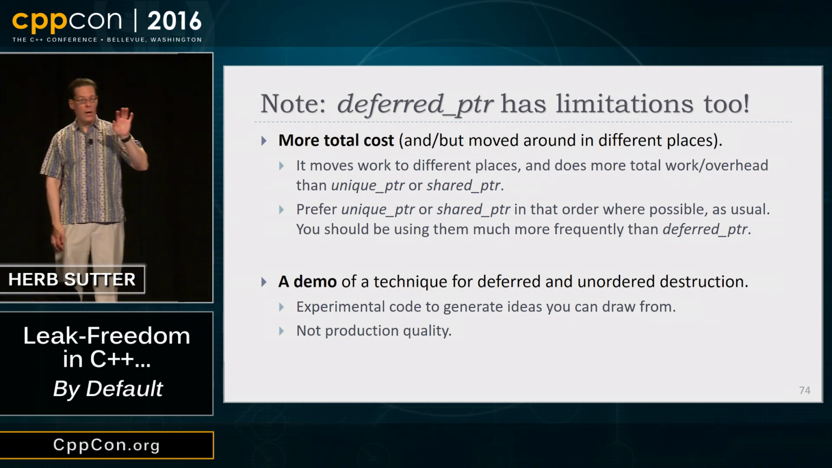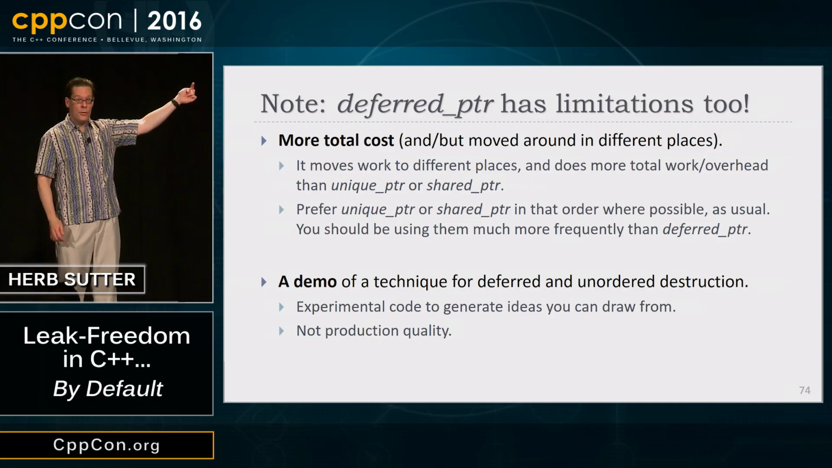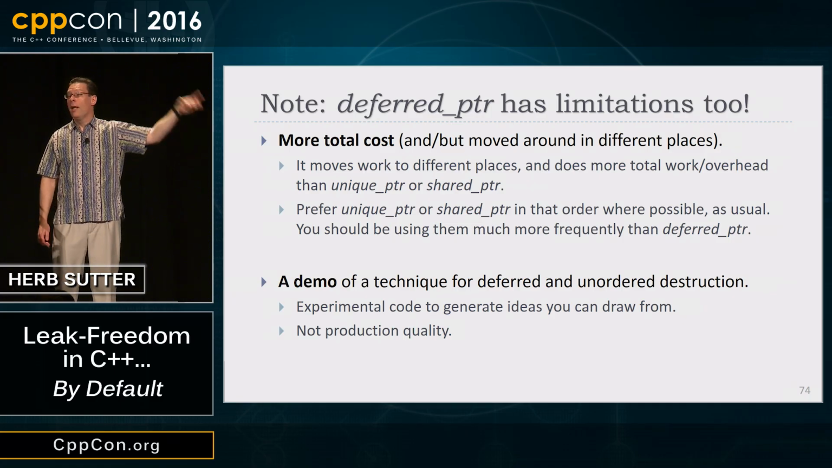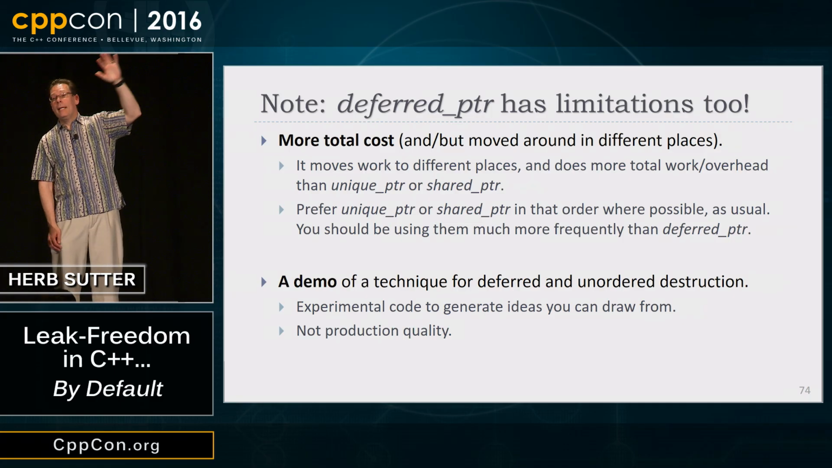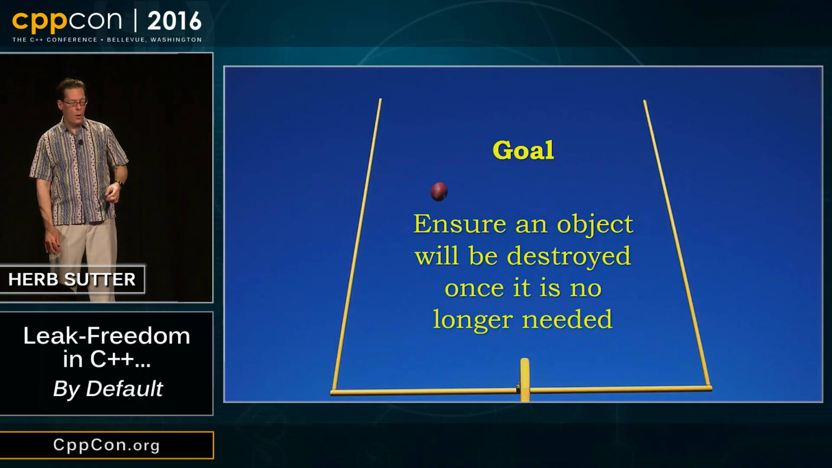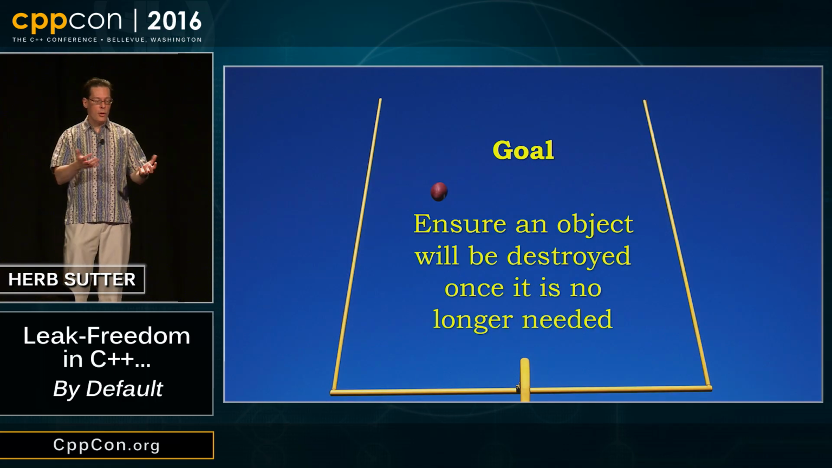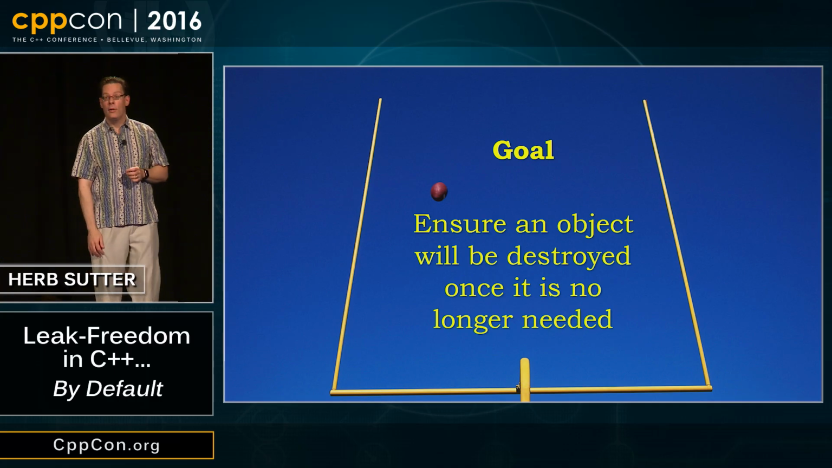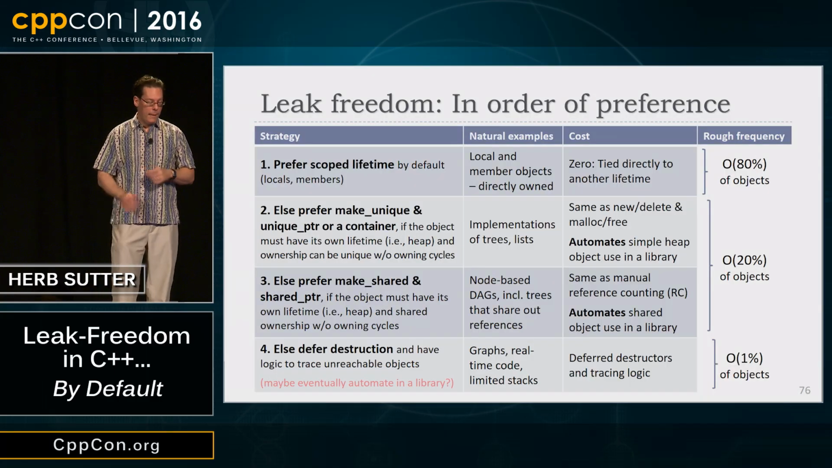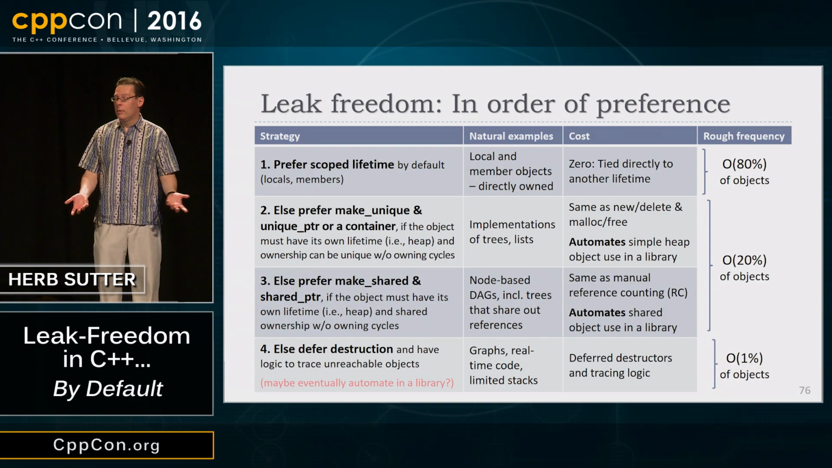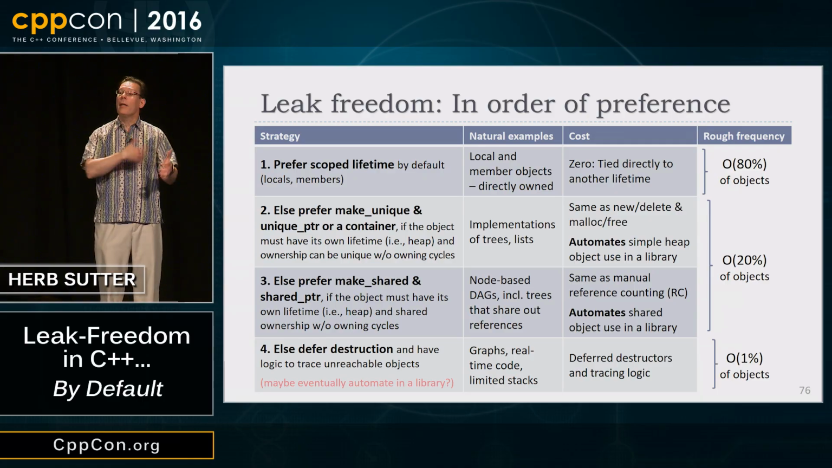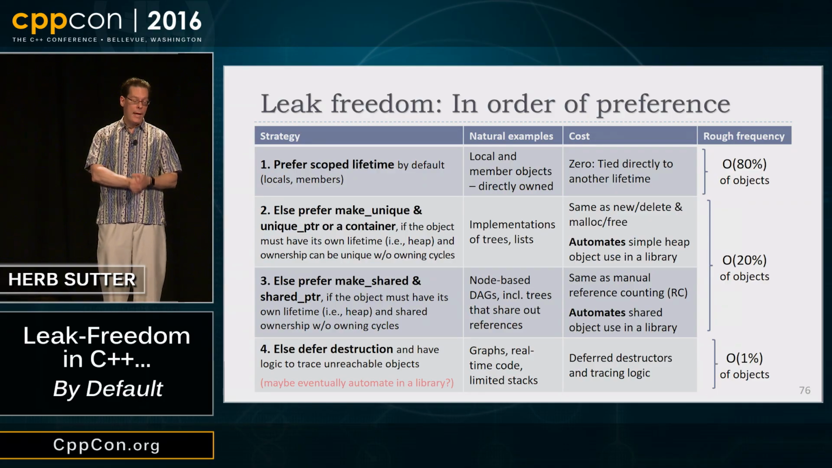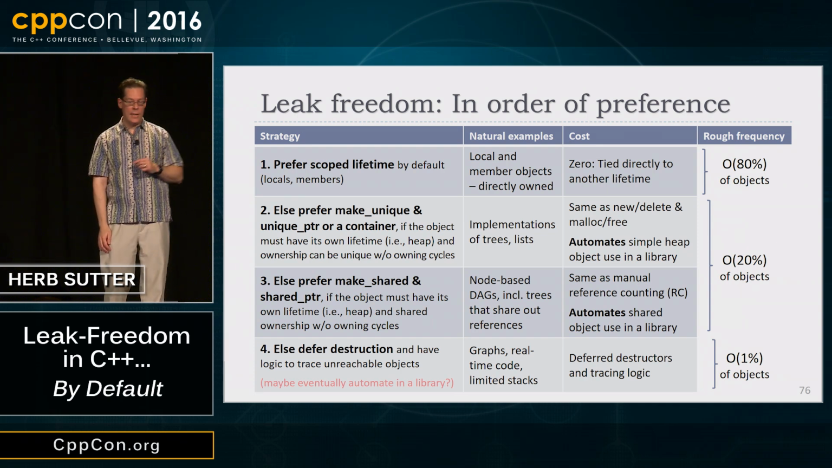So the guidance I'm giving you is still use scopes first, then use unique pointer, then use shared pointer. But in the order 1% of cases where you need to ensure an object that will be destroyed once it's no longer needed and those don't work, then defer destruction somehow. You can get ideas from this and still write it yourself by hand as you do today, but defer destructions or do tracing if you need to for those remaining cases that aren't already handled well by what we have in the standard.